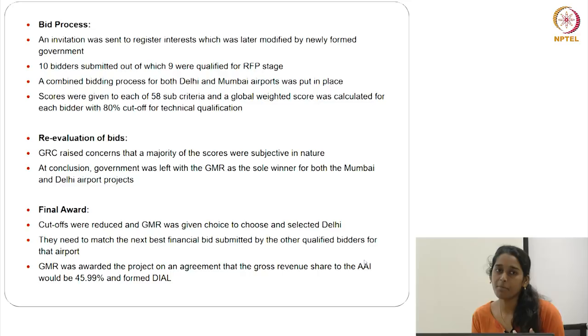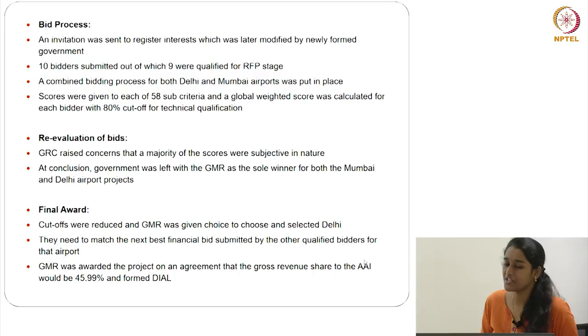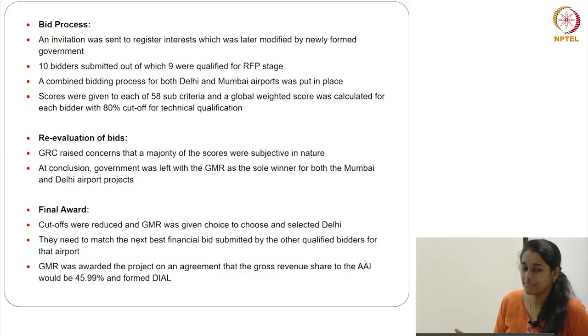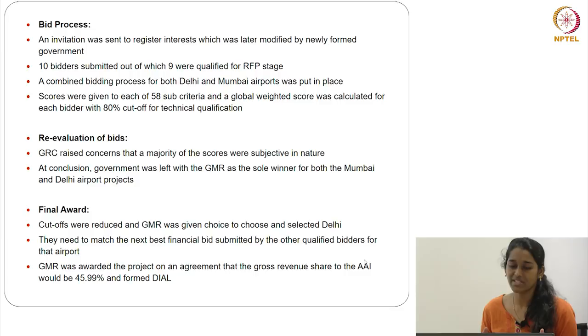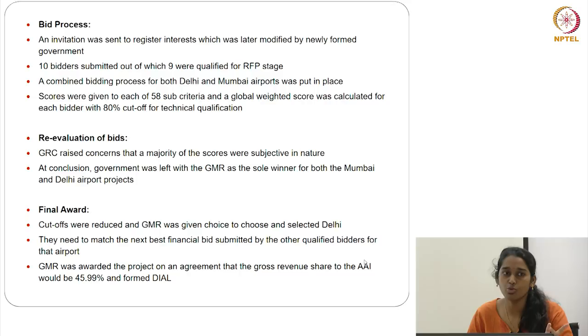During that time, Mumbai Airport modernization also came into existence. So they thought maybe combined bidding might reduce the cost, and combined bidding was done. Scores were given to each bidder based on technical criteria and financial criteria. Technical criteria included 2 main criteria, but scores were given to all 58 sub criteria, and scores were evaluated for each, and they put the cutoff at 80%. So this resulted in 2 major companies with more than 80% cutoff.